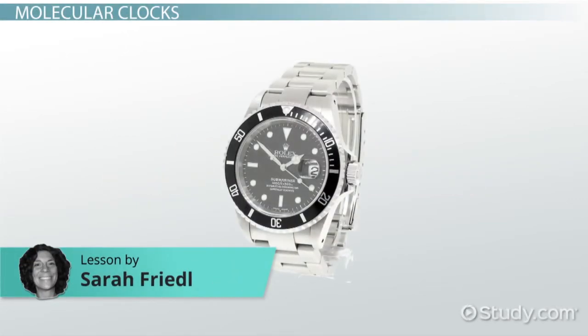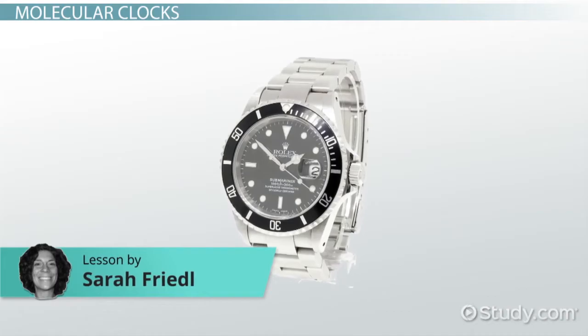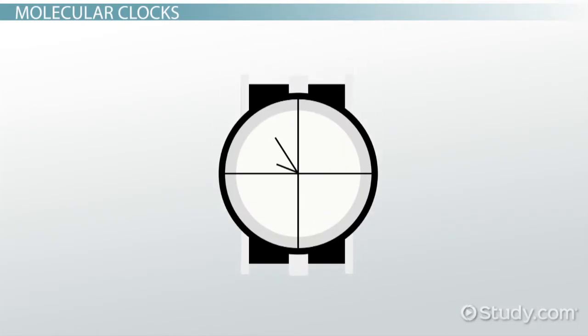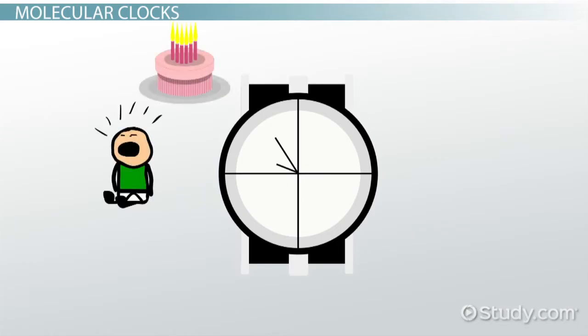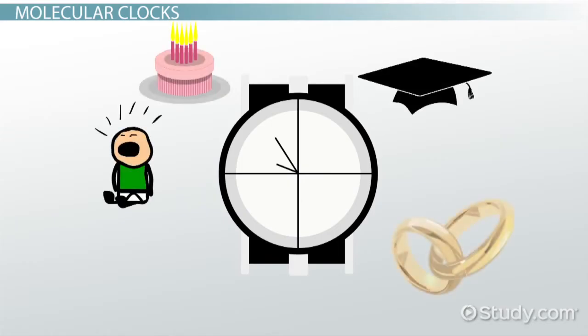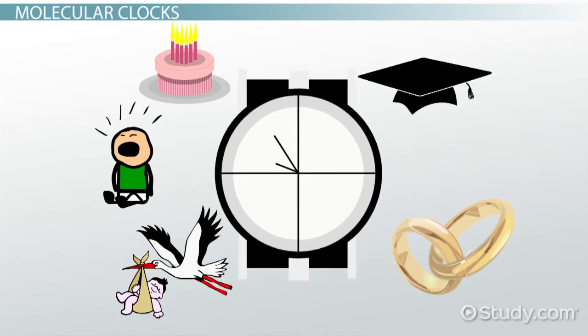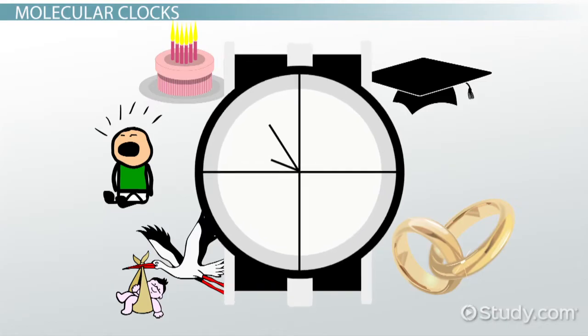Your watch tells you what time it is, but what if it instead told you about the timing of the events of your life? This watch might tell you about your birth, your 16th birthday, your college graduation, your wedding day, the birth of your first child, and so on. This watch still tells time, we're just looking at it a bit differently.